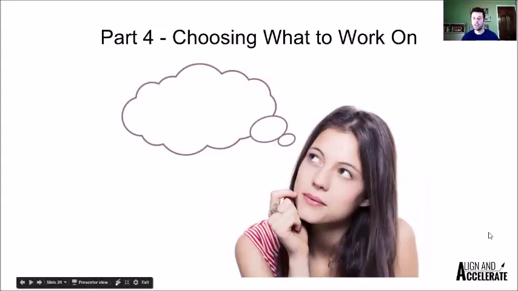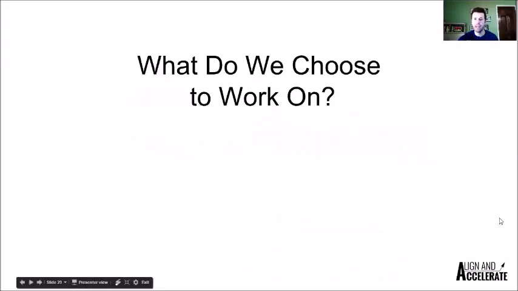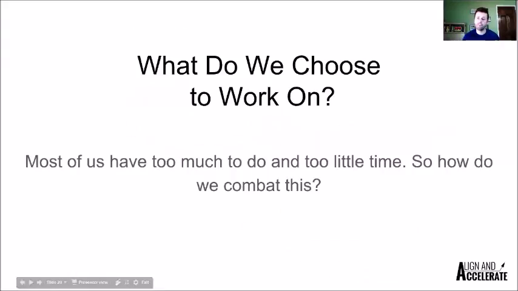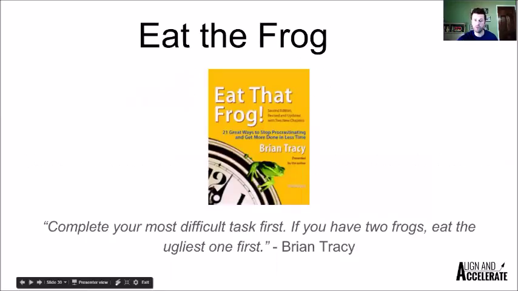Part 4, choosing what to work on. This is what I talked about earlier in the module, how this is something that people have a tough time figuring out: what it is that they need to do. And so what do we choose to work on? We all have a limited amount of time. And so what we choose is important, because if we can do the most important things, we can really ensure that we achieve our goals faster.